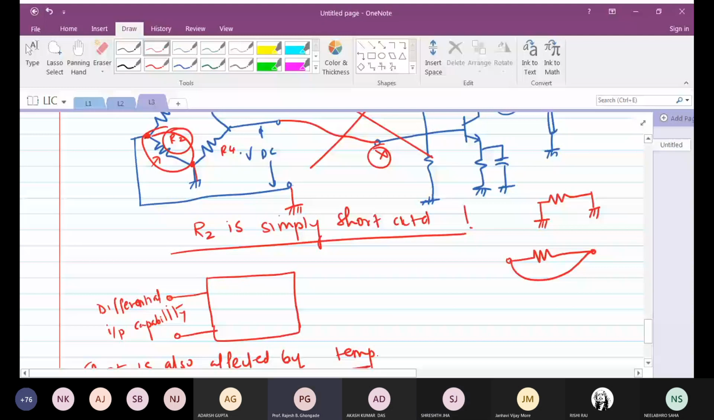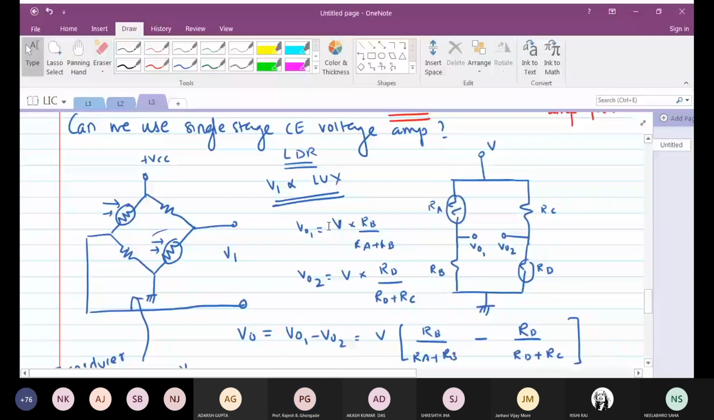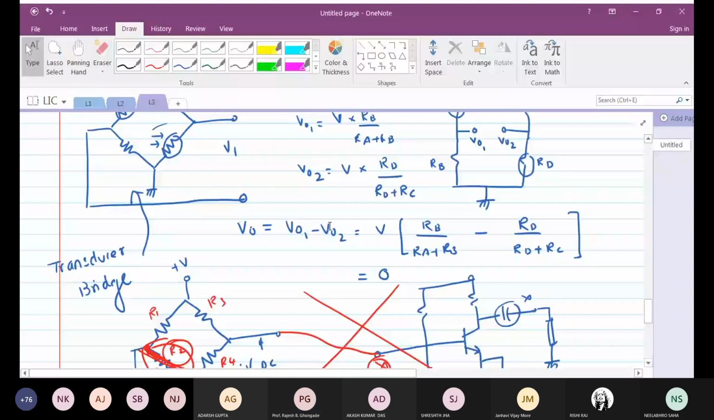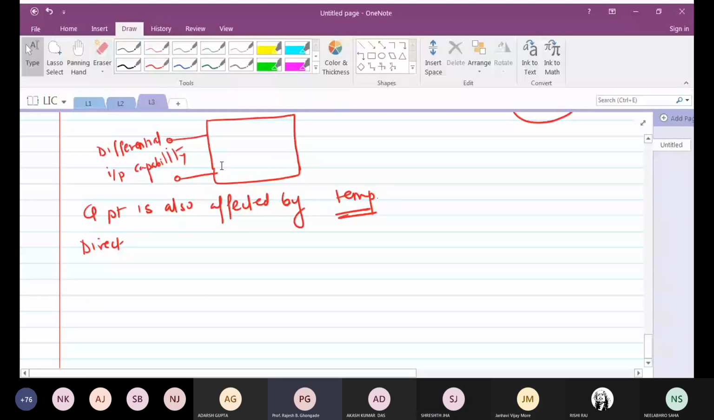So what will happen to the bridge if this RB is short circuited like this? Here it will be 0. This is totally destroying the concept of the bridge, no? So have you understood now? Yes or no?